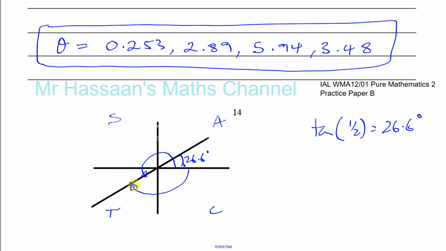26.6 taken away from 180 will give you that angle. And if you want to go further negative, you've got to take away 180 again from this angle. So to get the angles on the negative side, you subtract 180 each time. To get the angles on the positive side, you add 180 each time. Okay, that's for the tan.